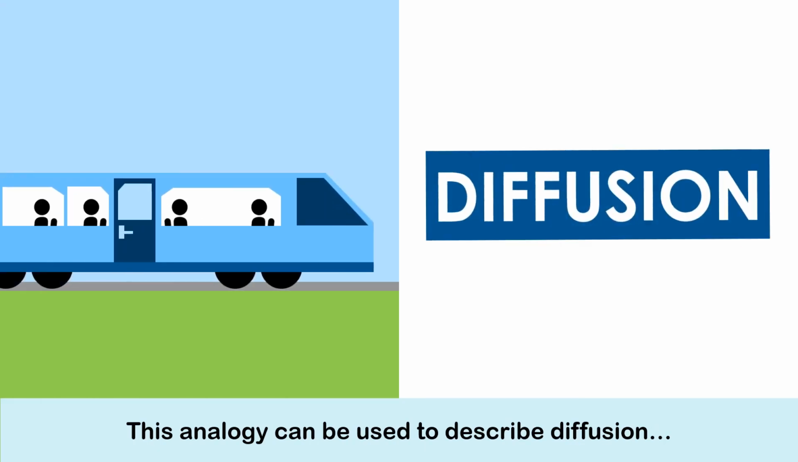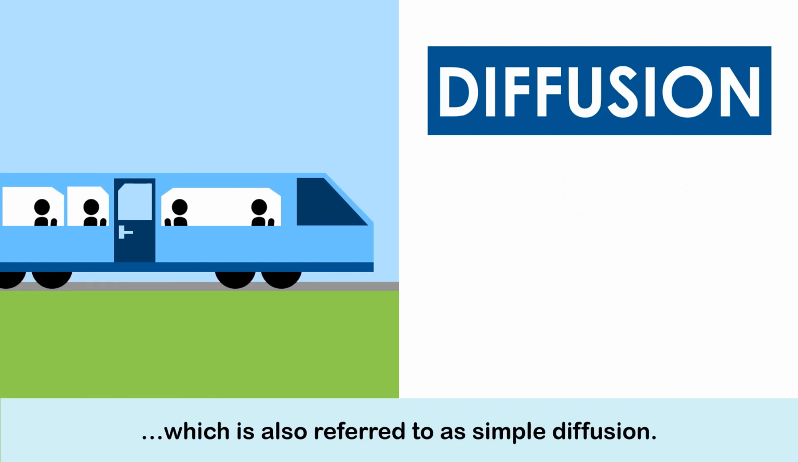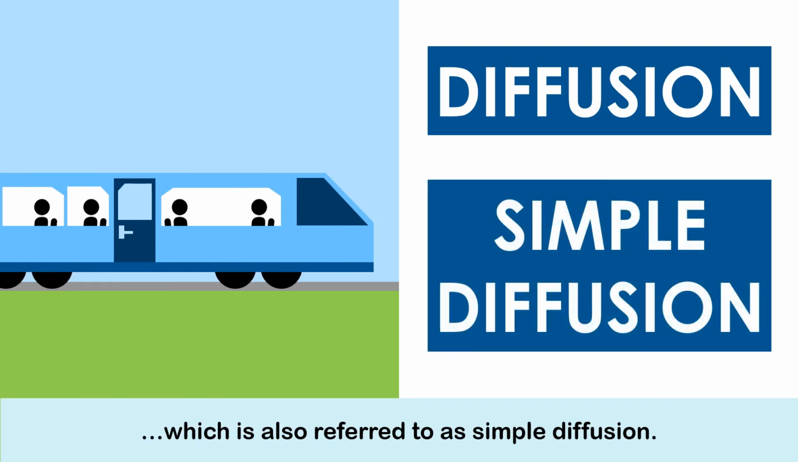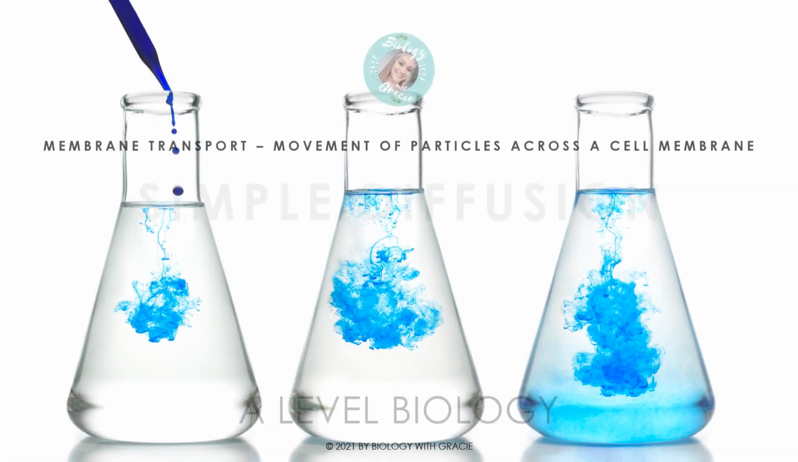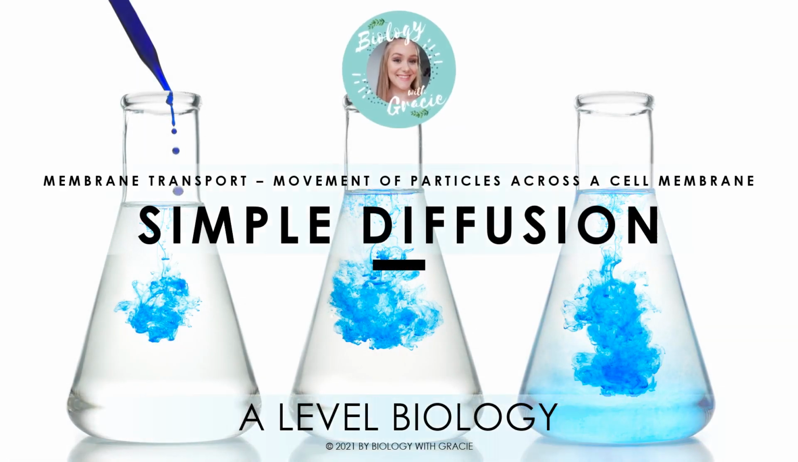This analogy can be used to describe diffusion, which is also referred to as simple diffusion. Simple diffusion is what we're going to be discussing today in my first video on membrane transport, which involves the movement of particles across a cell membrane.